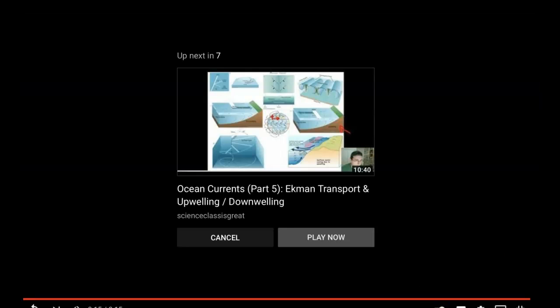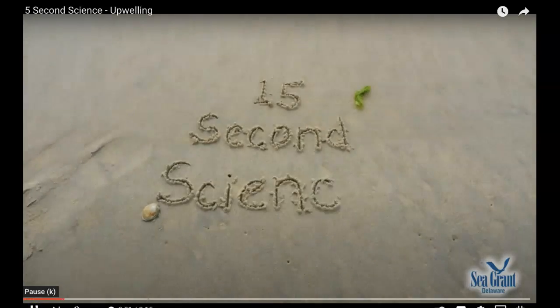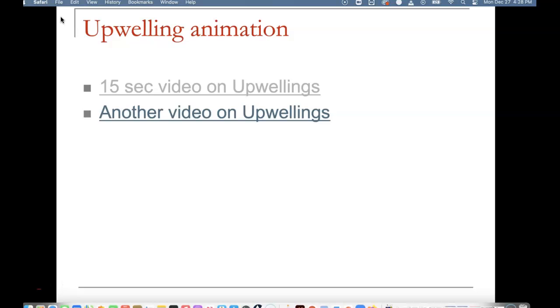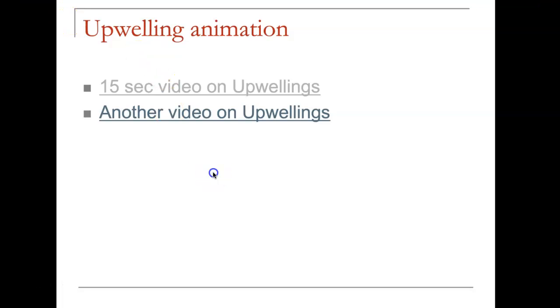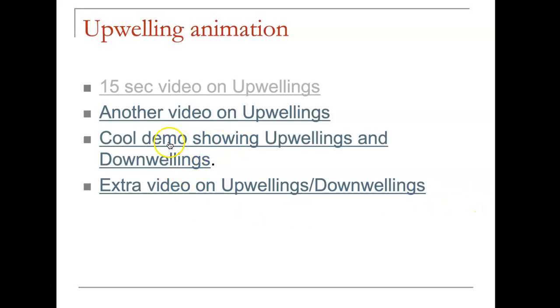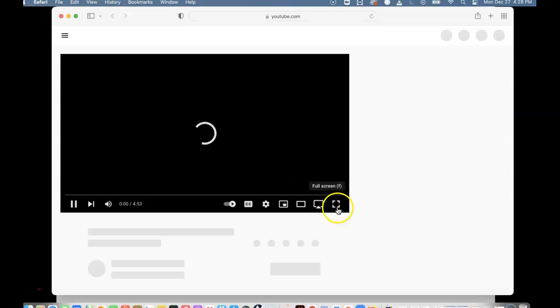This is a coastal upwelling. So, oops, I guess that was it. So that's your coastal upwelling. And so it'll create, again, a really rich area for fishing. So there's all kinds of videos on upwellings here. Please watch them. There's this cool demonstration on upwellings and downwellings. I'll show you real quick.